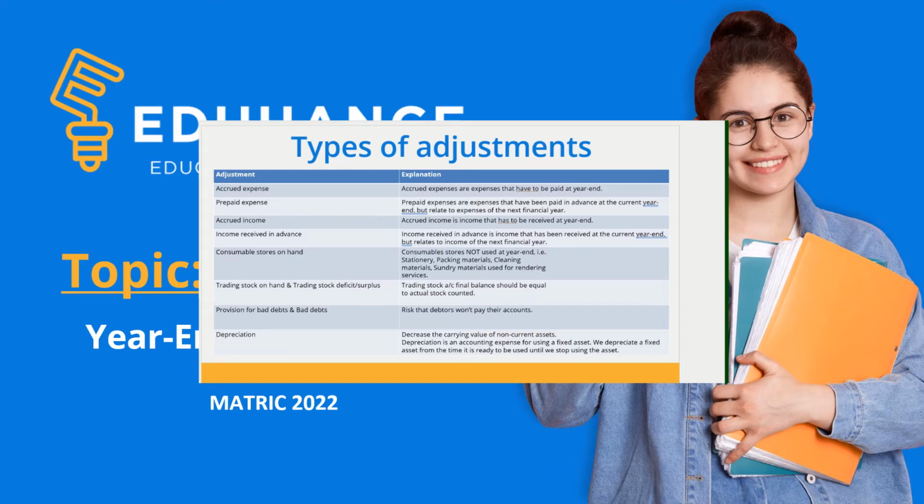Now, if what we have in the warehouse is more than what we have in our books, then we will have to increase the balance in our books, and that will result in a surplus. If what we have in our warehouse is less than what we have in our books, we will have to decrease the balance in our books, and that will result in a trading stock deficit. A surplus will be reflected as other operating income, and a deficit will be under operating expenses.